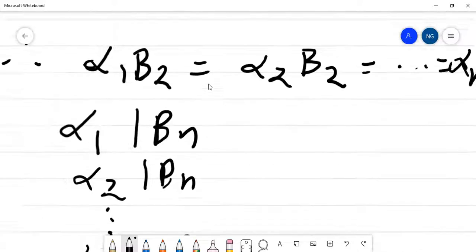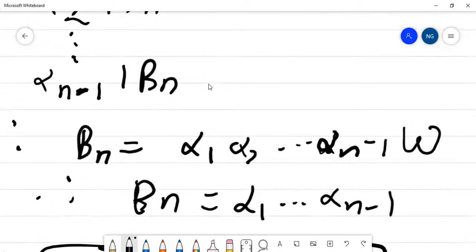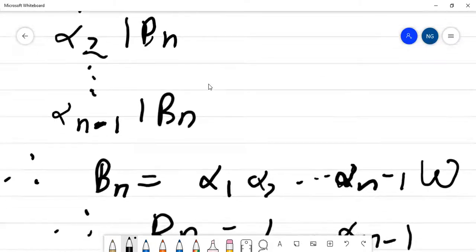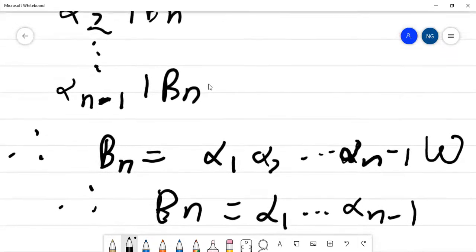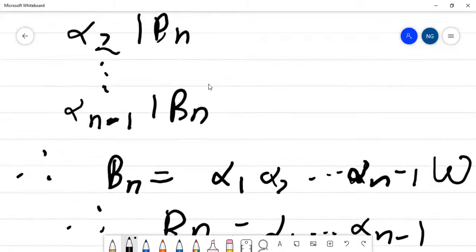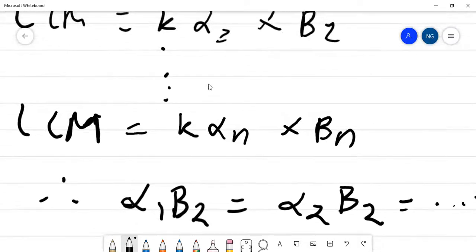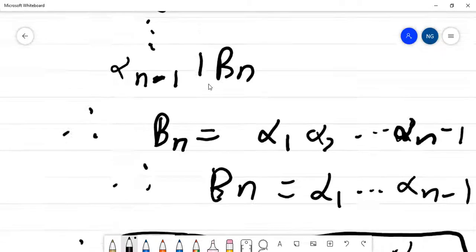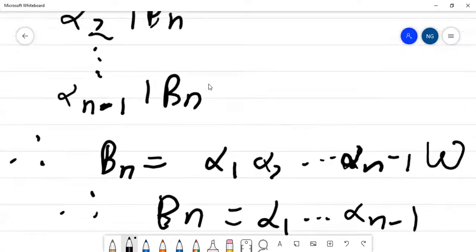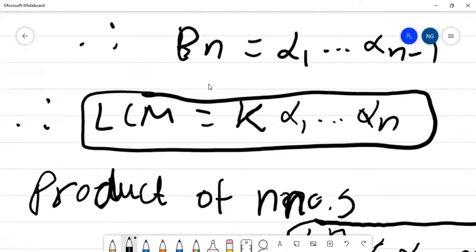So we get that bn is equal to alpha 1, alpha 2, alpha n minus 1 omega. And we have to minimize, so we get omega is equal to 1. So bn is equal to alpha 1, alpha 2, alpha n minus 1. So the LCM becomes k alpha n into this thing. So we get that LCM is equal to k into the product of all the co-prime numbers. LCM is equal to k alpha 1 dot dot dot alpha n.